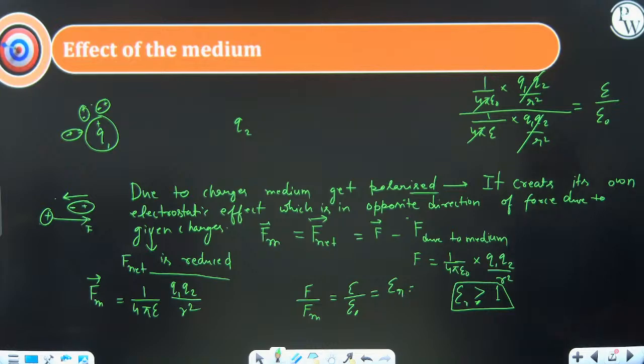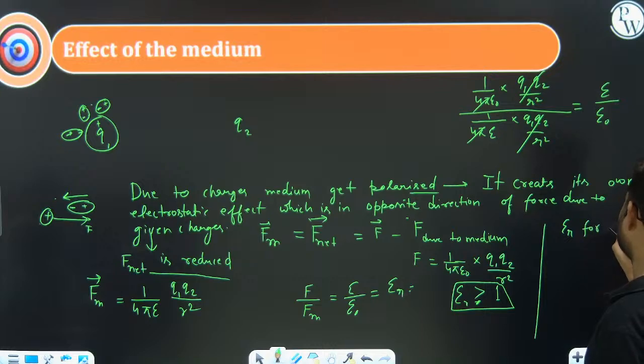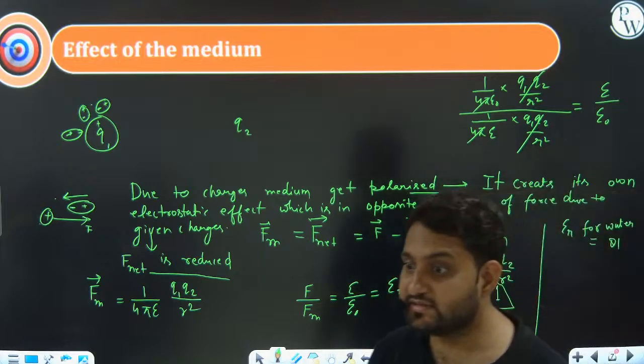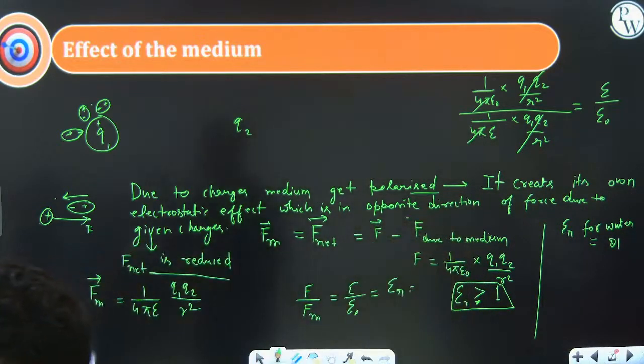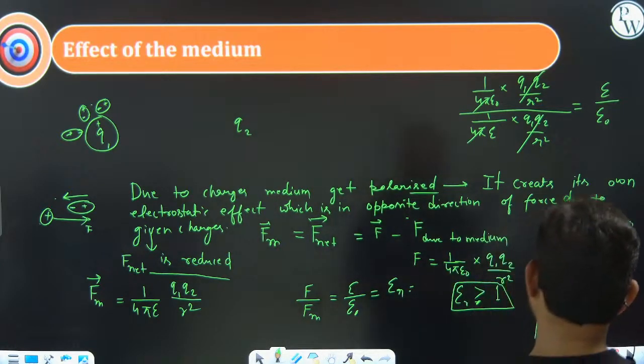This epsilon r for different mediums is given. This epsilon r for water is 81. What does it mean? It means the electrostatic force in water decreases by 1 by 81. Got it? The electrostatic force in water will be decreased by 1 by 81. Is it clear or not?